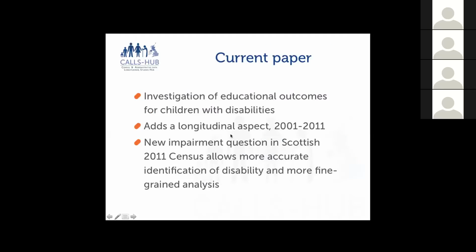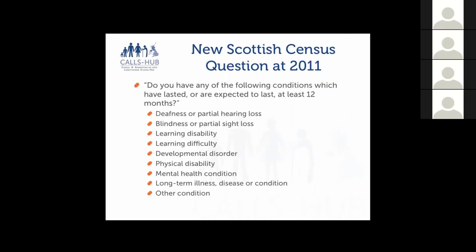So the current paper investigates educational outcomes for children with disabilities, adding a longitudinal aspect from 2001 to 2011. And I've exploited the new impairment question in the Scottish 2011 census, which allows a more accurate identification of disability and more fine-grained analysis. So this is the question that was added.